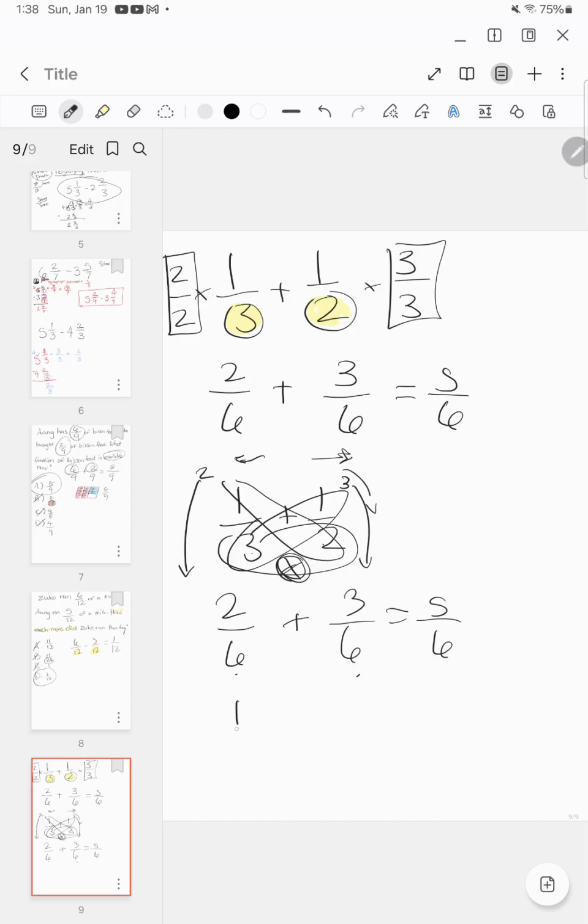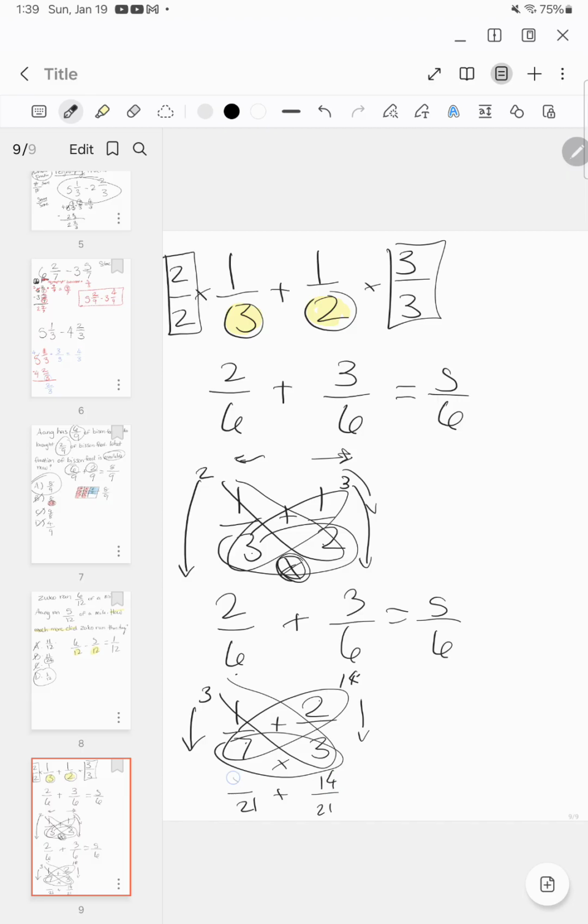I'll do another one. 1/7 plus 2/3. Again, multiply the bottom, cross multiply the tops. 7 times 3 is 21. We have 2 fractions, so we need 2 denominators of 21. Cross multiply the tops. 7 times 2 is 14. 1 times 3 is 3. And you just drag the denominator down, because the denominator stays the same. 3 plus 14 is 17. Again, I hope this helps.